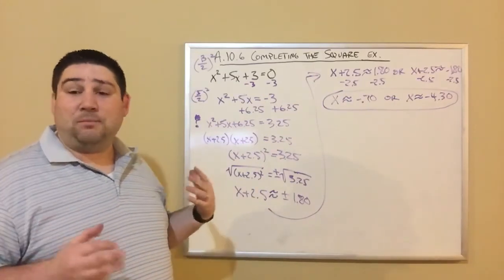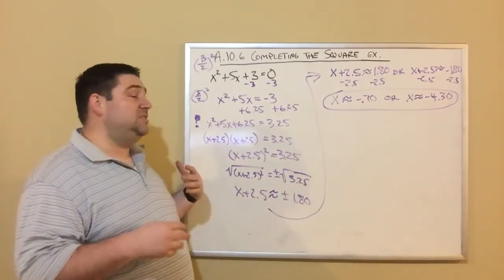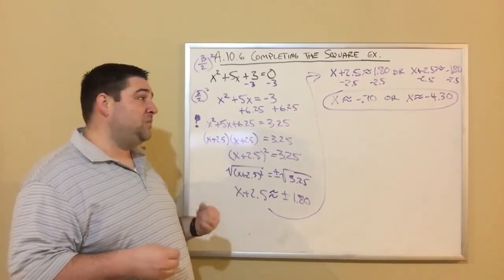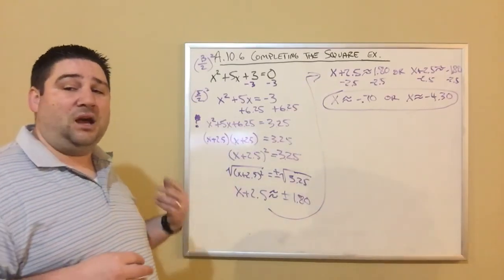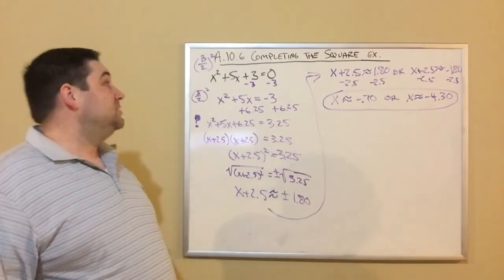All right, I assigned you some practice problems out of the book. You need to do those. There's an answer key for you to check. And then after that, you need to do the quiz in Google Classroom. So this was completing the square.